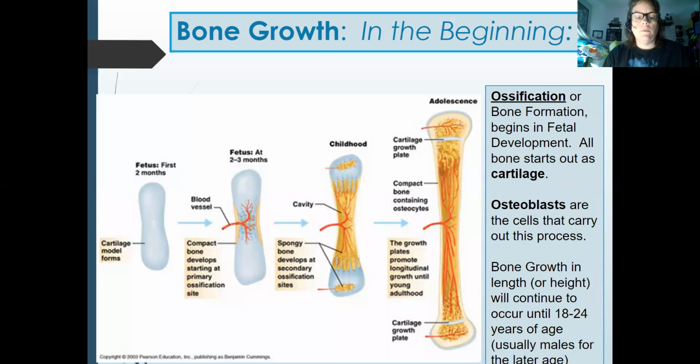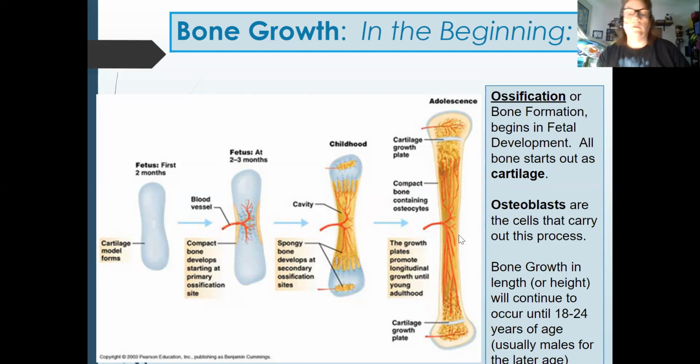All right, so looking at bone growth in the beginning, and you can see in this picture here, we're looking at a fetus, okay? And then this is still a fetus, and you get to childhood versus adolescence. Bones are going to start growing during fetal development, of course. Babies have bones. And it all starts out as cartilage. Okay, so this whiter, bluish white, that's cartilage, where the yellow area is actually hard bone.